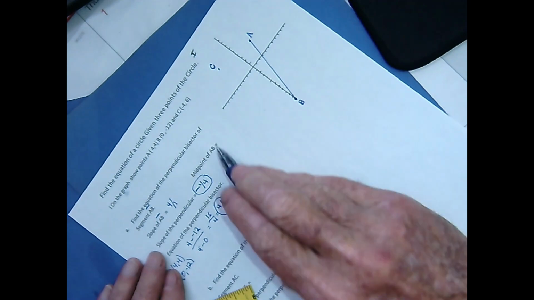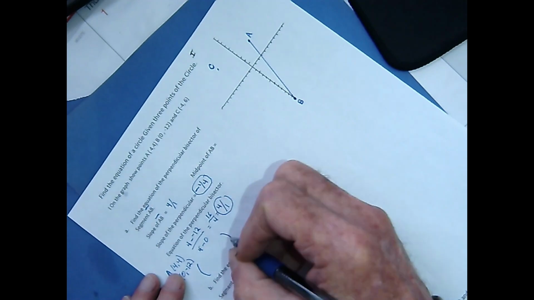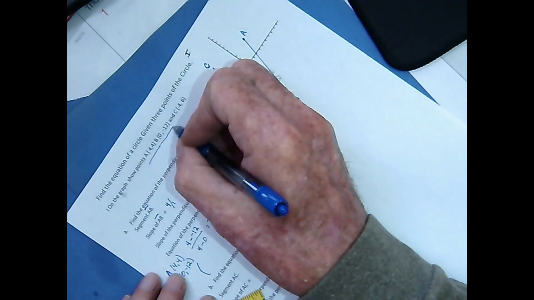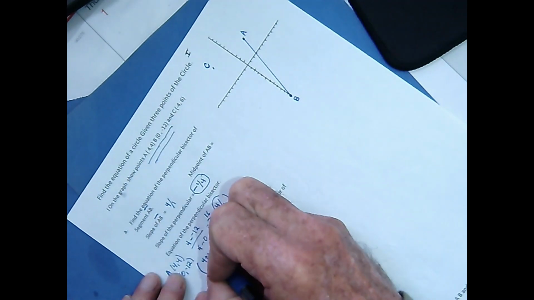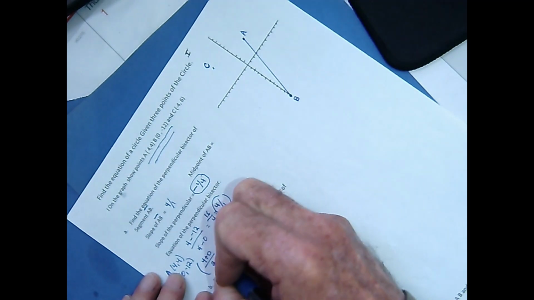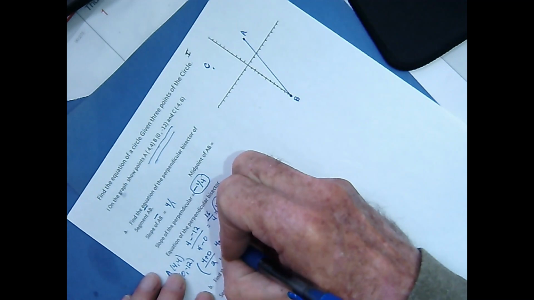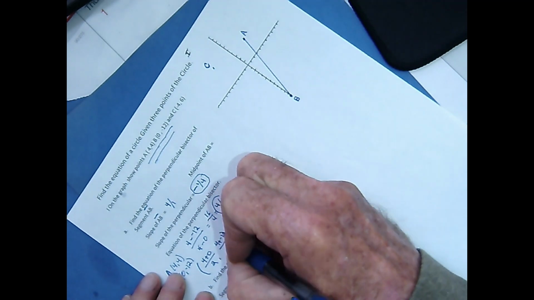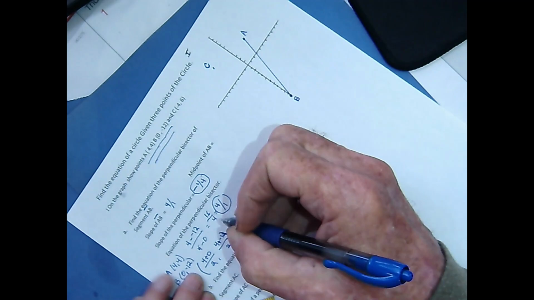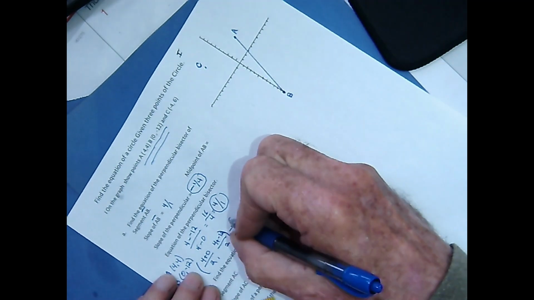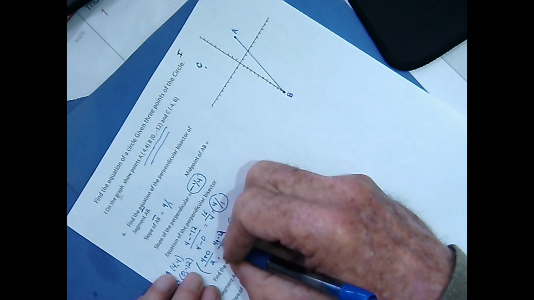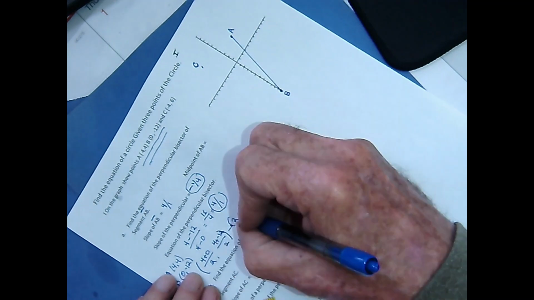Lots of things from the first semester come to play now. In the midpoint of AB, I think I can make that fit right here. I'm going to add the x's and divide by 2, add the y's and divide by 2. The segment AB, 4 plus 0, divided by 2, and 4 plus a negative 12, divided by 2, yielding a midpoint at 2, negative 4 plus a negative 12 would be a negative 8, divided by 2 is a negative 4.